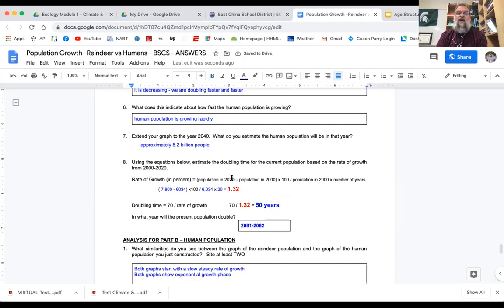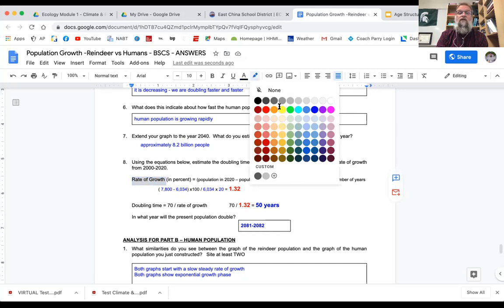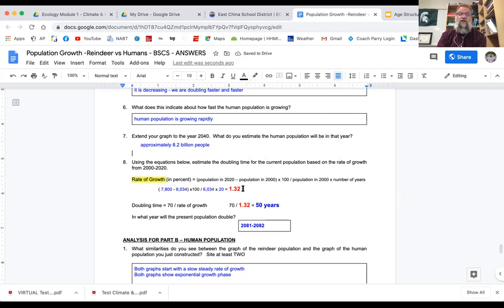So I'm just plugging in population for 2020. If I look in the table above, it's 7,800 million. And then I'm going to subtract 2,000 from the chart. That's 6,034 million. Times that by 100. Divide that by 2,000 population times 20 years, because that's how many years it is between 2000 and 2020. And we get this growth rate value. That's what we're getting, a rate of growth. Our rate of growth is 1.32. We're growing about 1.32% a year.